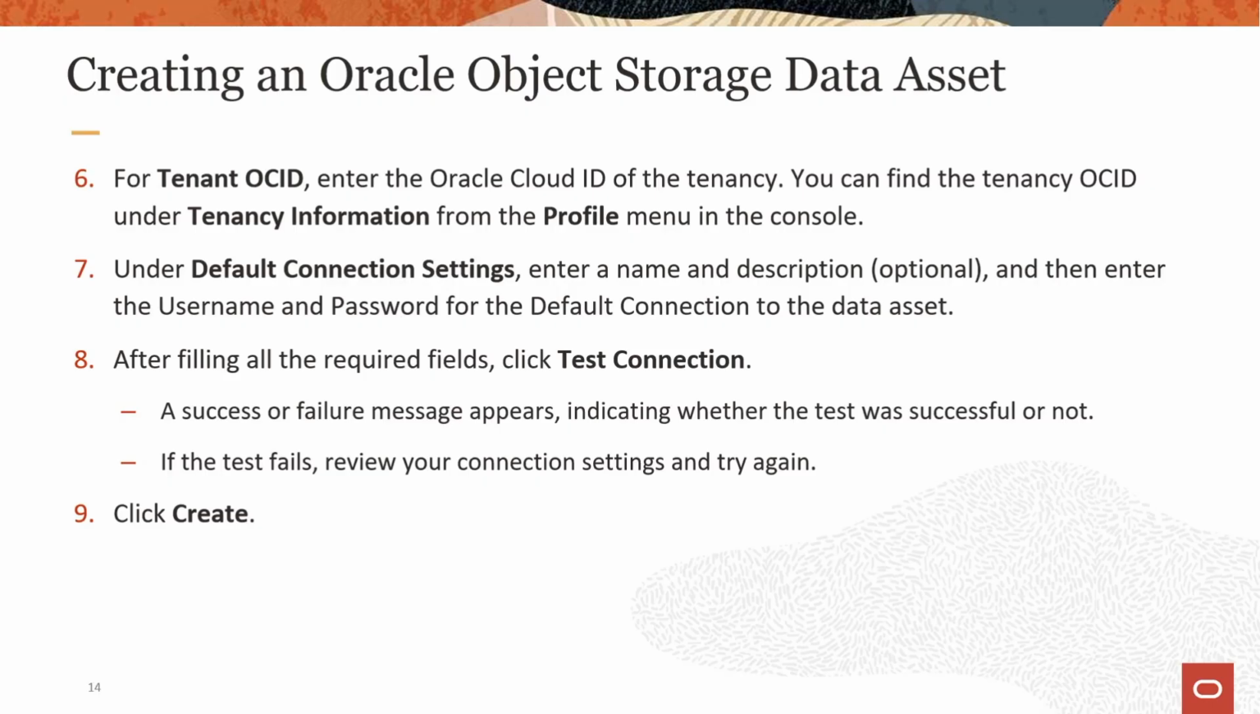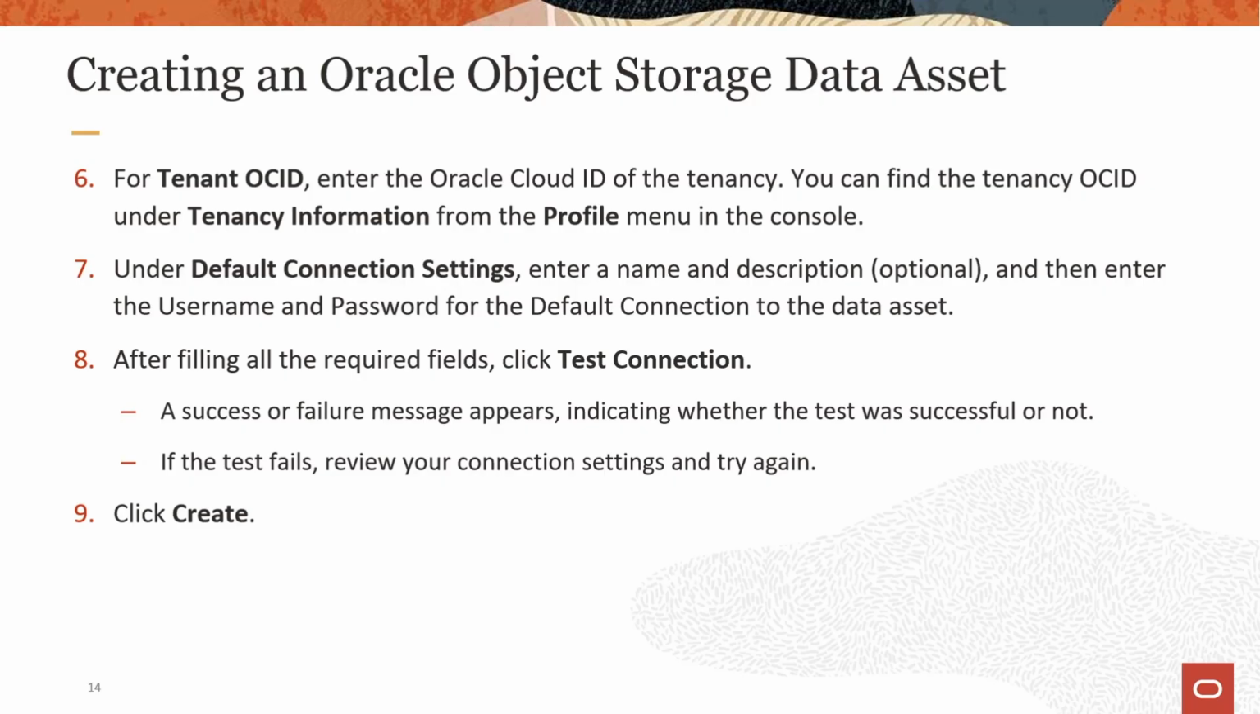Under Default Connection Settings, enter the name and an optional description, and then enter the username and password for the default connection to the data asset. Once you complete filling all the required fields, click Test Connection. You will get either a success or failure message indicating whether the test was successful or not. If the test fails, you need to review your connection settings and try again. Finally, click Create.